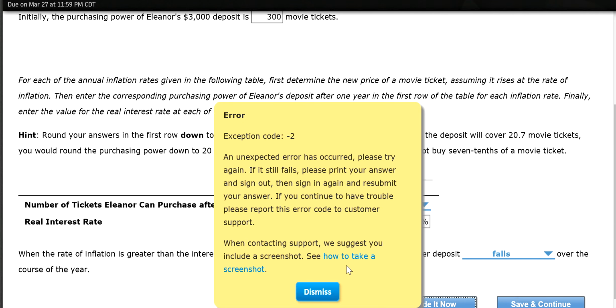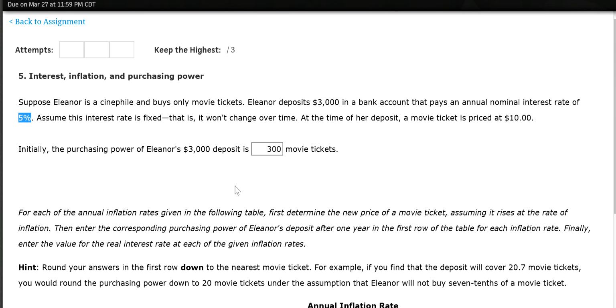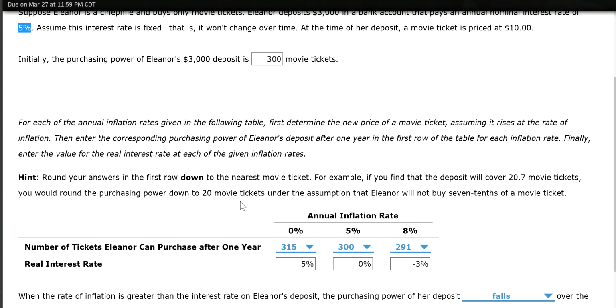All right, so let's grade it now. For some reason it wouldn't grade, but we're going to assume that I did it right.